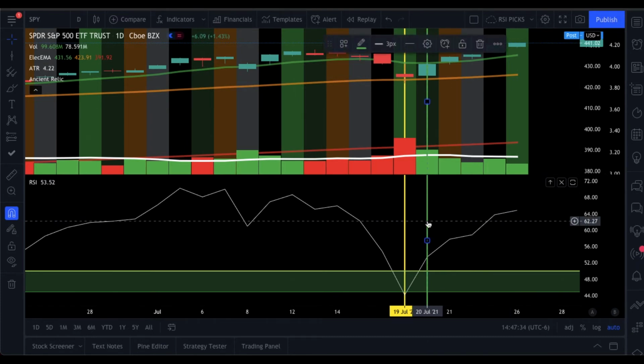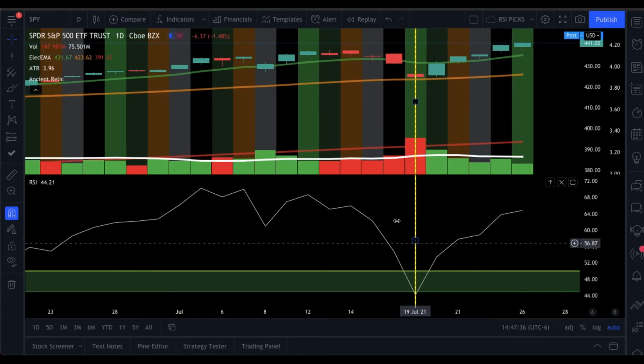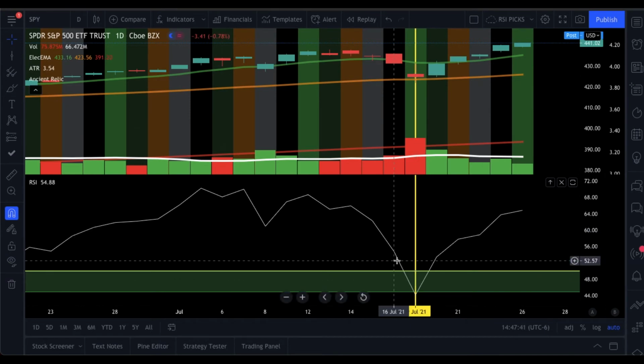Let's remove this green line right here. So the yellow line here is when the RSI line starts from above this green zone and shoots right through it and closes below it. Now what I've noticed a vast majority of the time is the very next day the price goes up. Okay, so we're looking for this here.